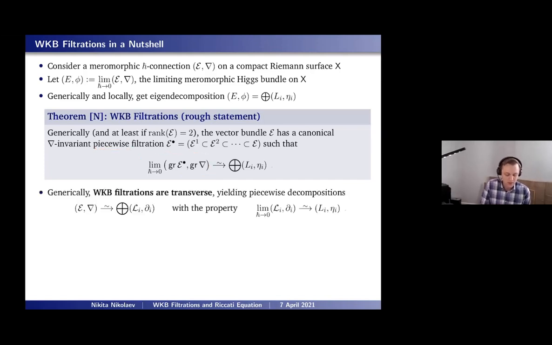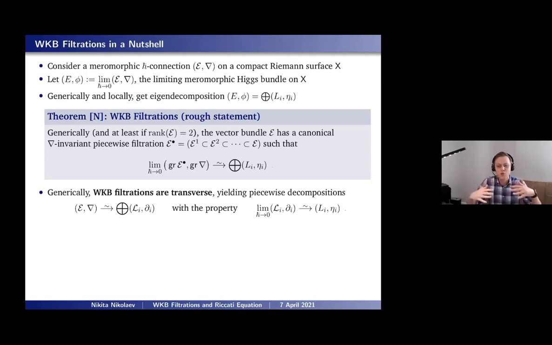Okay, so these filtrations have several very, very nice properties that I want to advertise. One of them is the fact that the filtrations are transverse. Remember I said this is a piecewise filtration, and these pieces, these cells, do intersect. And so on each of these intersections, you basically have different filtrations associated on the same bundle. So you could ask a question: how do these filtrations differ from one another? And the answer is that generically they are transverse to each other.